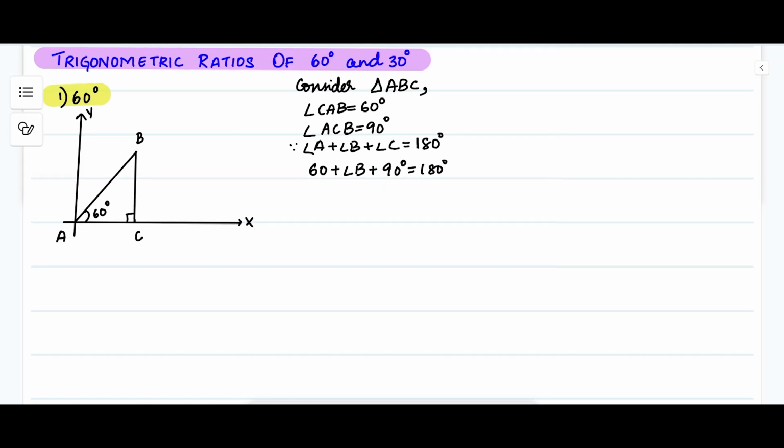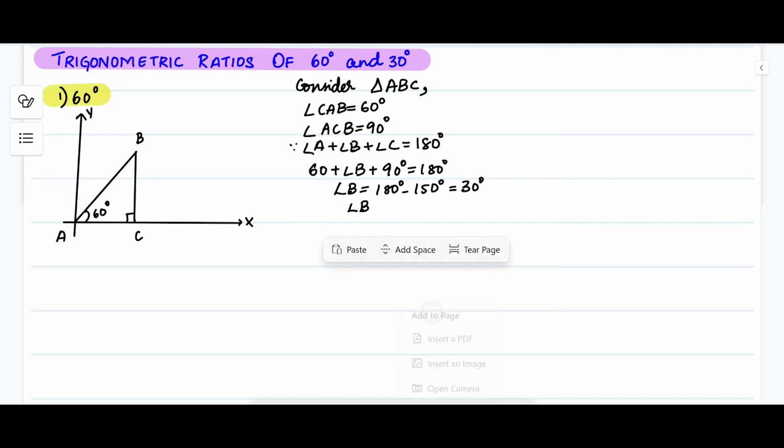So when we do the calculations, we will get our angle B equal to 180 degrees minus 150 degrees, which is equal to 30 degrees. So therefore our angle B, that is our angle ABC, will be equal to 30 degrees. Here the angle is 30 degrees. Now the triangle is complete. So in order to find out the trigonometric ratios of the angle 60 degrees, we need to know the sides of this triangle. That is our sides AC, AB and BC, which we don't know.